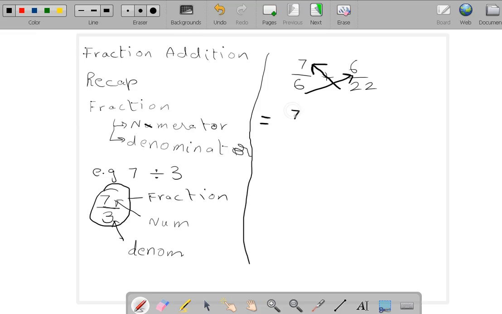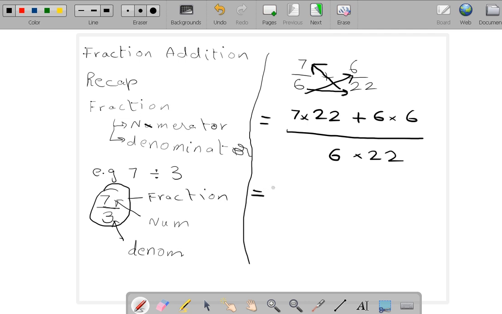Let's say it's 7 multiplied by 22, I will correct it, and then we'll have a plus sign, and then it's 6 multiplied by 6. First we do the cross multiplication, and then we multiply the below values with each other as well. Both denominators are multiplied with each other. So that is how things are going to be.